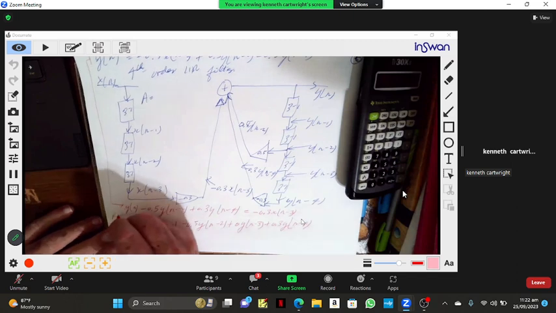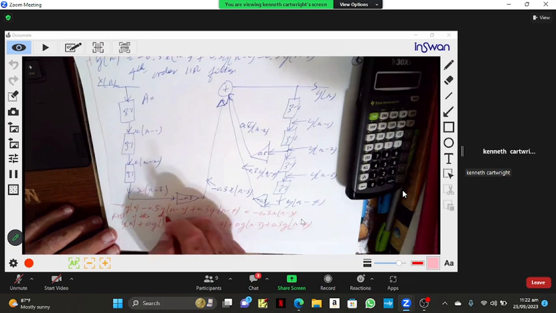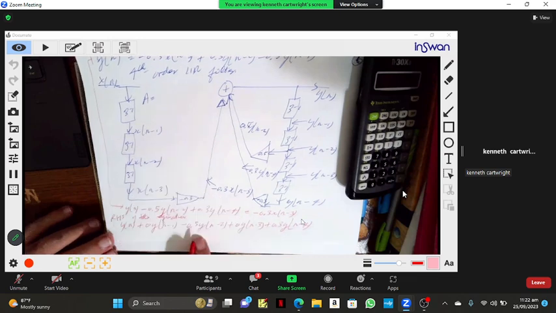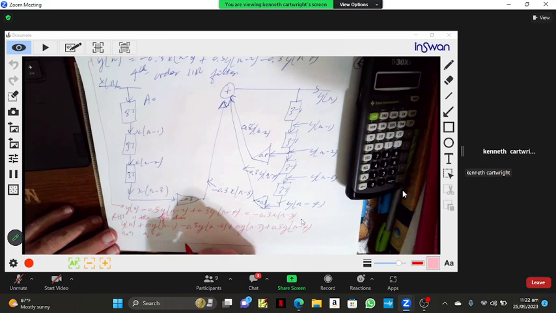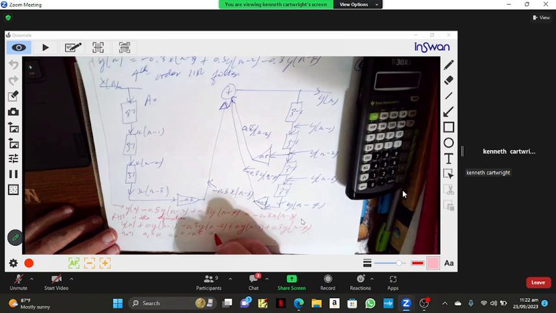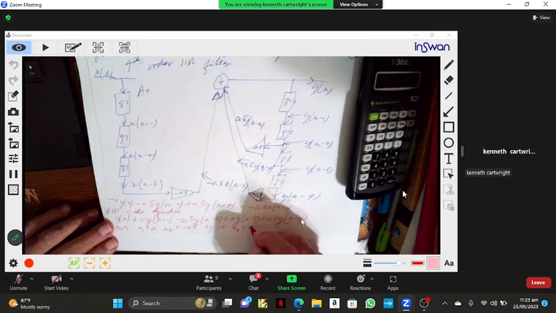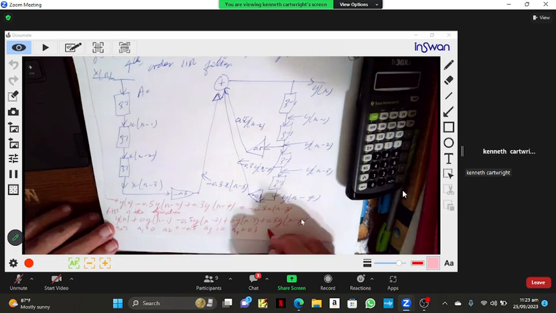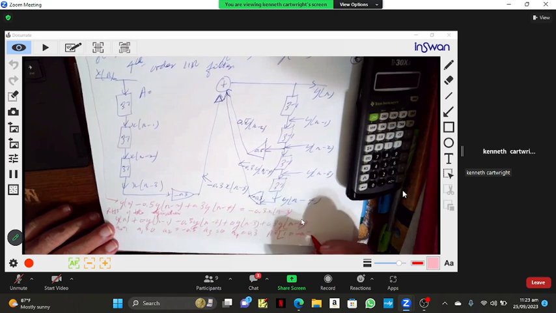So this is the left-hand side of the equation. And so A0 equals 1, A1 equals 0, A2 equals negative 0.5, A3 equals 0, A4 equals 0.3. Or the A vector is 1, 0, negative 0.5, 0, 0.3.